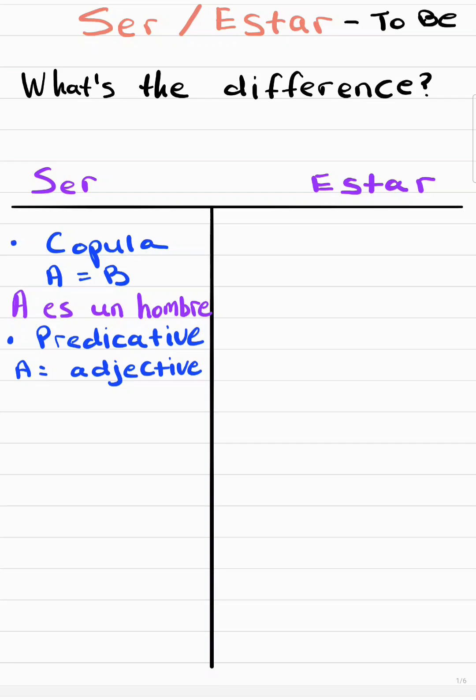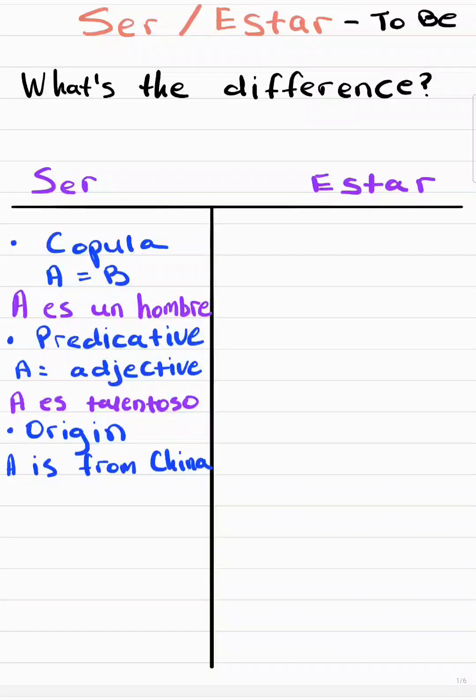We also have a predicative, or when something is equal to a predicate. This is an adjective sentence, an adjective statement where A is equal to an adjective. So A es talentoso, A is talented.